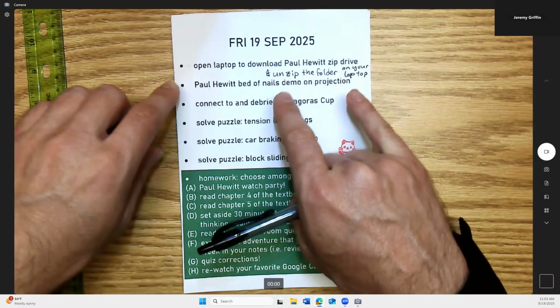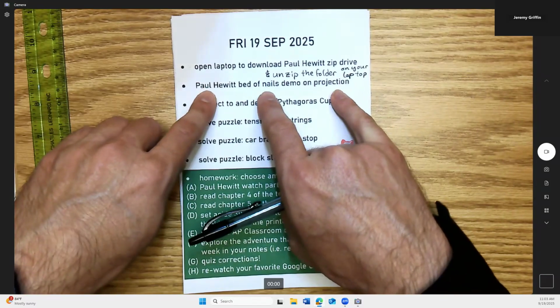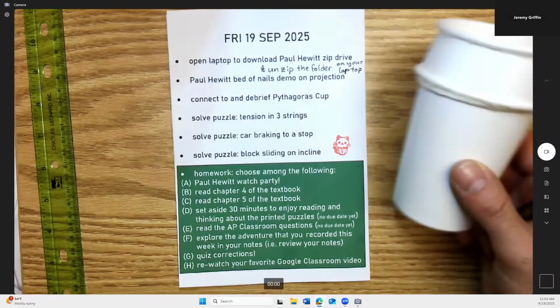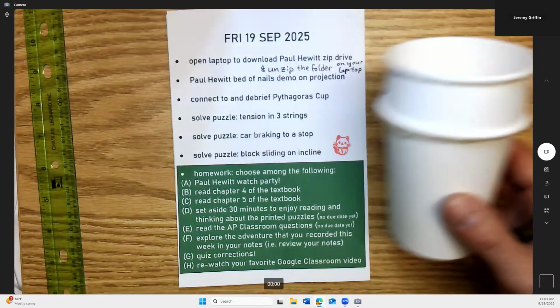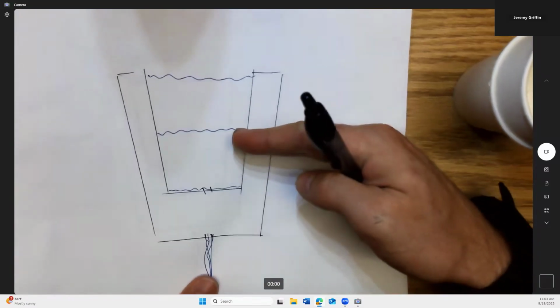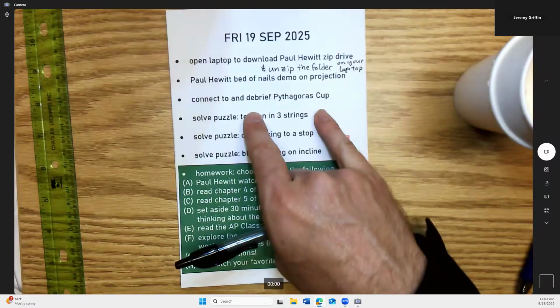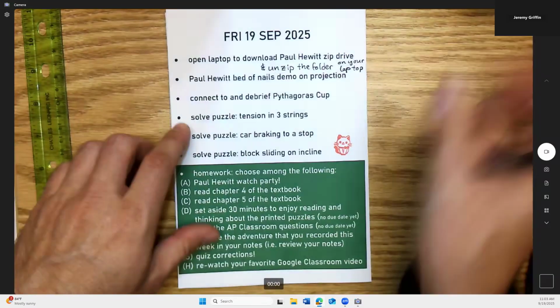So while I'm doing that, I'm going to play a Paul Hewitt demo in the background involving a bed of nails, which, by the way, is going to connect to this Pythagoras cup. You guys remember this cup? Okay, so the premise went, I filled it halfway with water, the water stayed in the cup. I filled it to the brim and the entire cup drained. So we're going to debrief that and see how many guys figured that out. I'm about to get volunteers here in a minute.